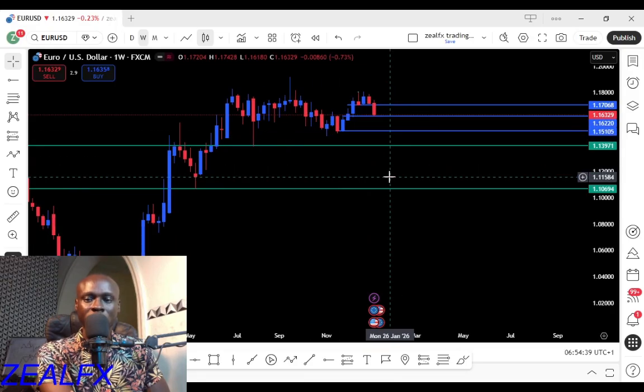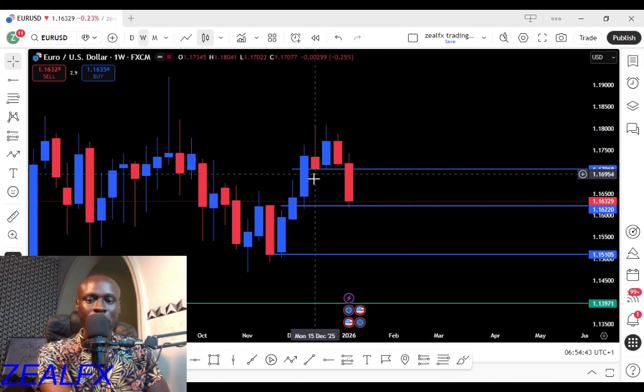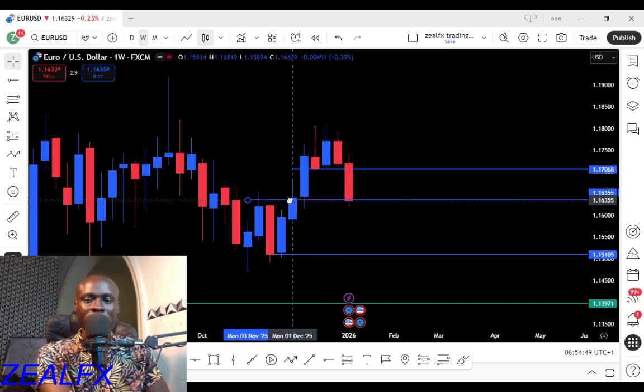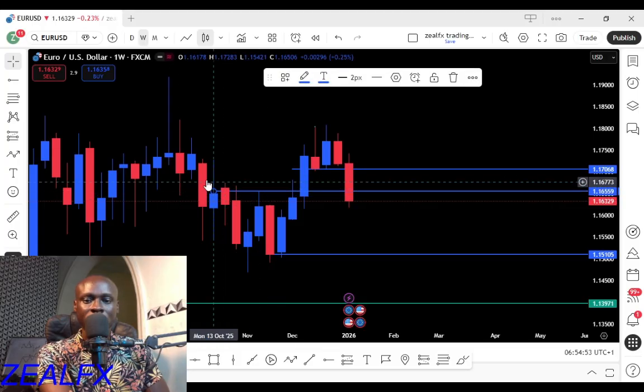So on the weekly chart, you can also see that price has converted this particular support level into a resistance level. Then price also closed on this resistance level.